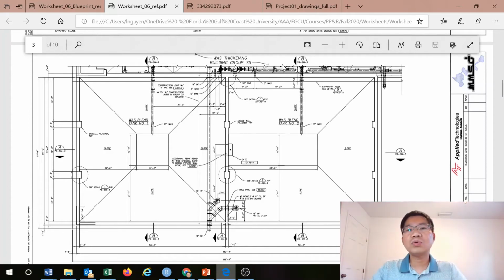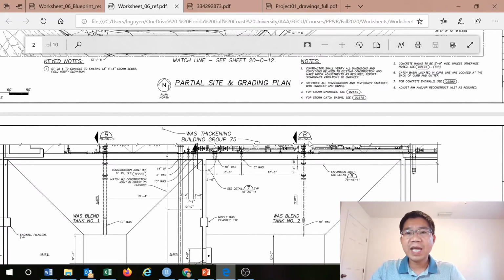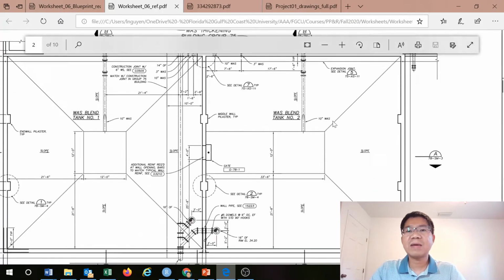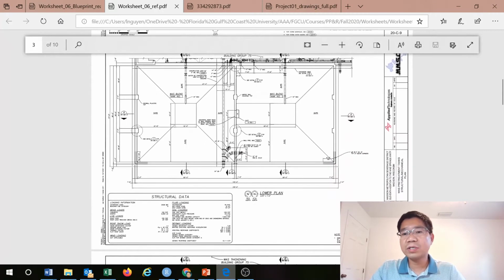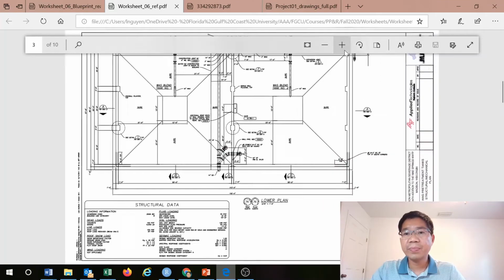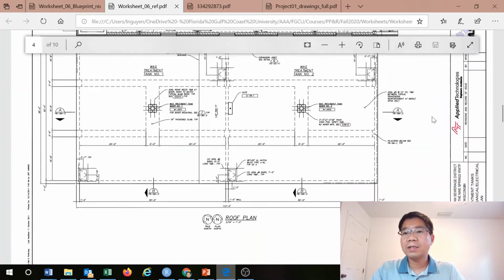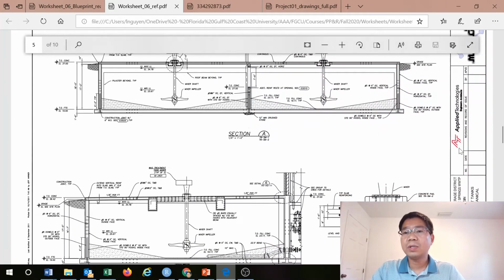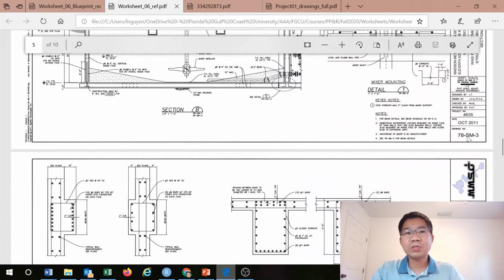So you need to show the arrow. Here they cut and they look from right to left through this cut. So B here and B there. And to look at that cross section, you need to go to drawing number 78 SM3. So go down, you see SM1, and then we have SM2, and you see SM3 where we stop here.